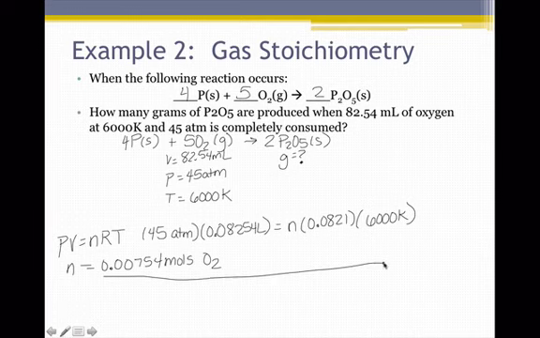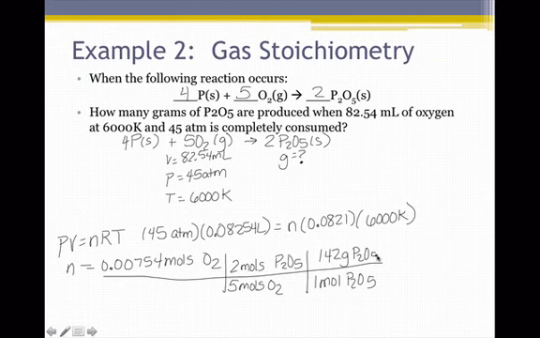And then I can do my stoichiometry to get into grams of the P2O5. So I go right into the mole-to-mole ratio from the balanced equation because I'm already in moles. For every 5 moles of oxygen gas that are put in, we get 2 moles of the diphosphorus pentoxide out. And then it wants grams of that, so 1 mole is 142 grams. And that is 0.428 grams of P2O5.